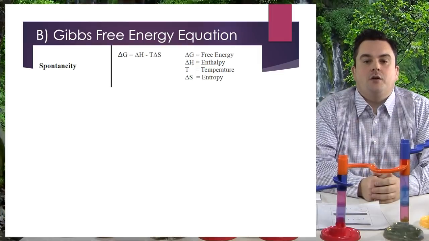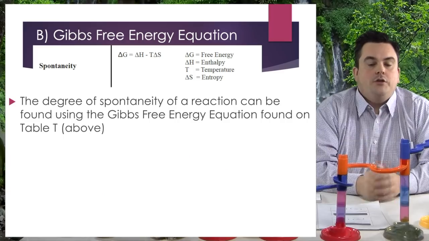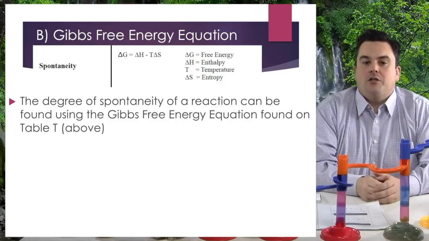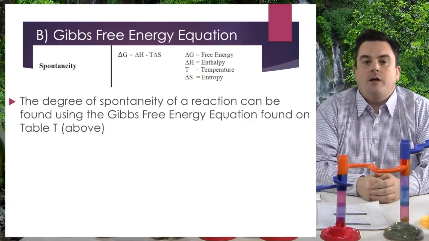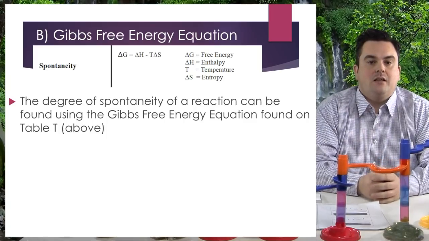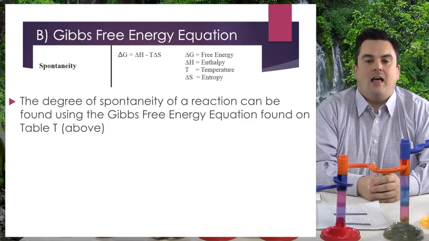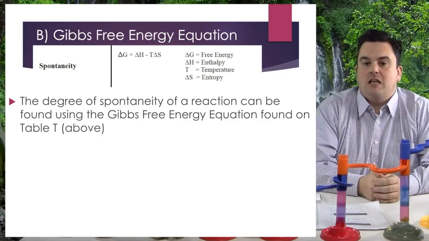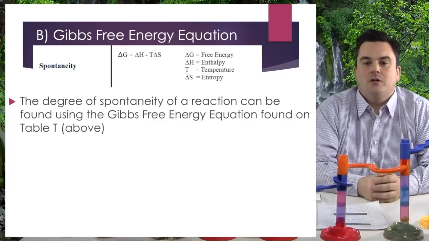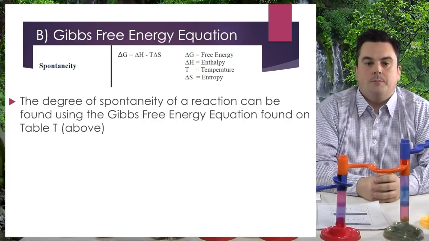Gibbs free energy equation. Not that Gibbs, no relation. The degree of spontaneity of a reaction can be found using the Gibbs free energy equation found on table T. Looking above, that equation is delta G equals delta H minus T delta S. To review, delta G is free energy, delta H is enthalpy, T is temperature, and delta S is entropy.